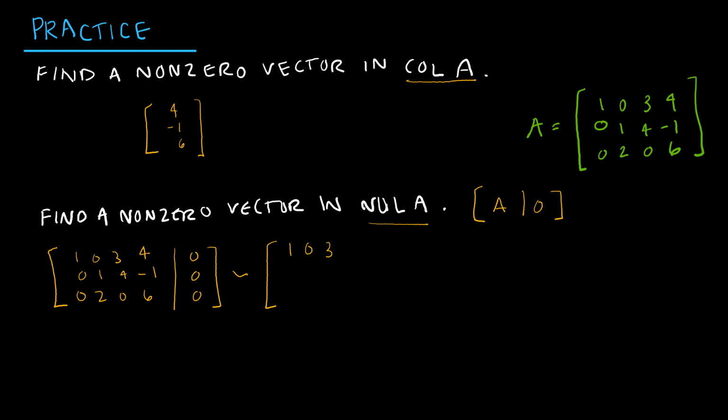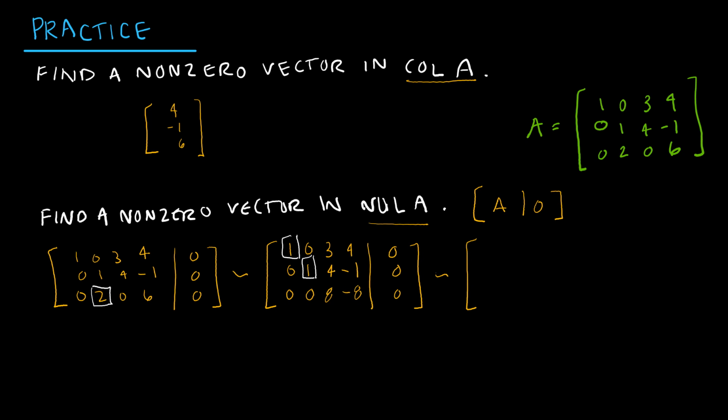So I like my first row. I've already got a 1 and I've already got a 0. And I actually like my second row because I have a 0 and a 1. So far, I've got a pivot, and I need to turn this guy into a 0. So let's take 2 times row 2 and subtract row 3. So 2 times 1 is 2, minus 2 is 0. 2 times 4 is 8, minus 0 is 8. 2 times -1 is -2, minus 6 is -8. And then, of course, 0.